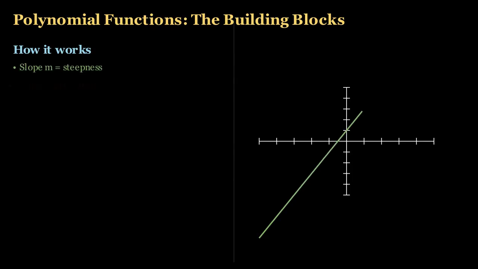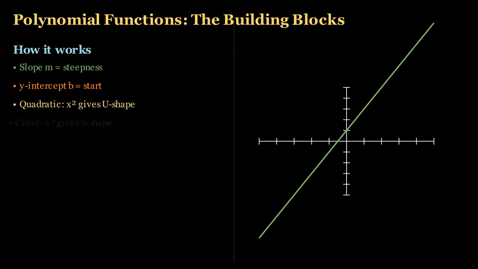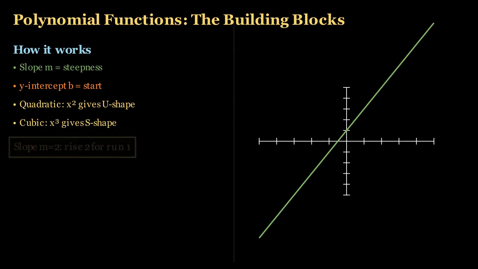Now, if we multiply the input by itself, we get f of x equals x squared, a quadratic. Its graph is a beautiful U-shaped curve called a parabola. If we cube the input, f of x equals x cubed, we get an S-shaped curve that swoops down and then up. A polynomial is just a sum of these kinds of terms, like x squared, x cubed, or just a number, each multiplied by a coefficient.